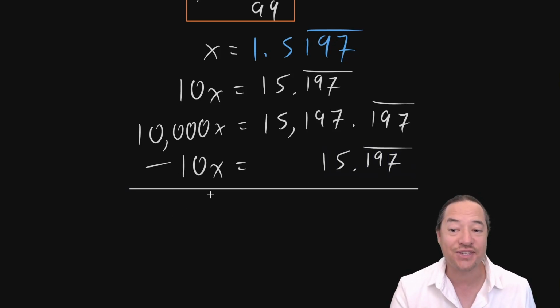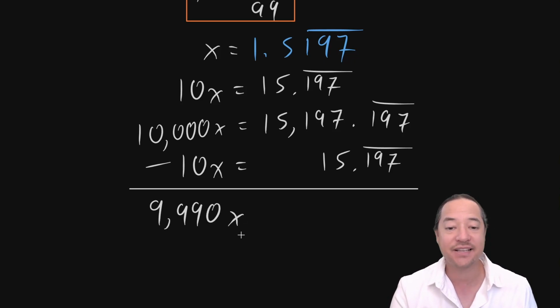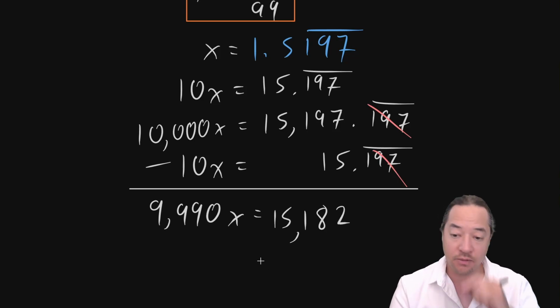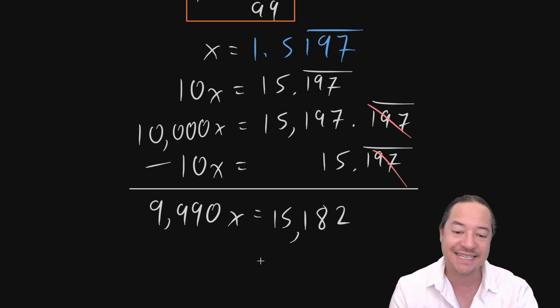Let's do the subtraction. Okay, so on the left-hand side, what are we going to get? I believe we'll get 9,990x. And on the right-hand side, yep, this is all going to cancel out, right? And so let's see here. We're going to get 7 minus 5 is 2. 9 minus 1 is 8. And then we'll get 1, 5, 1. So here we go. 9,990x is equal to 15,182.